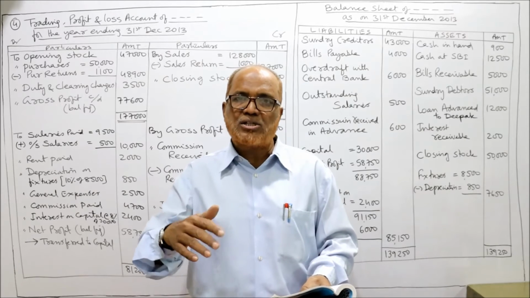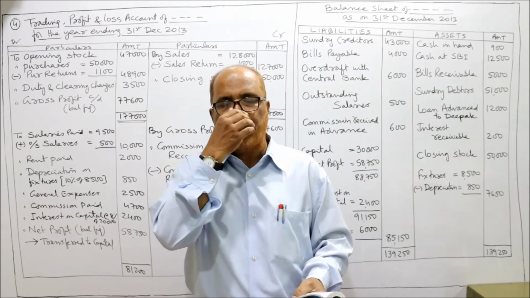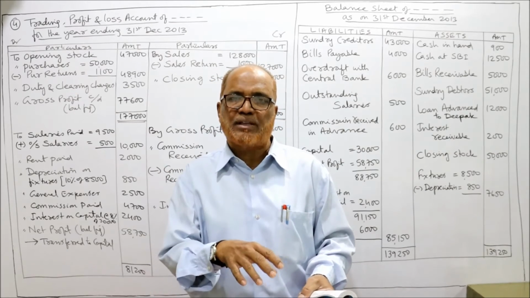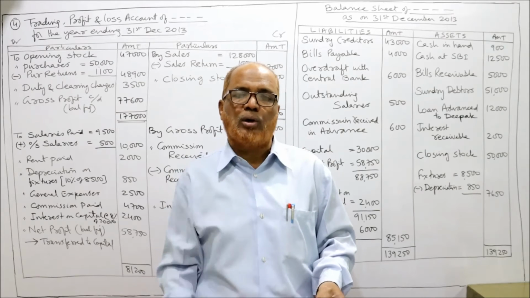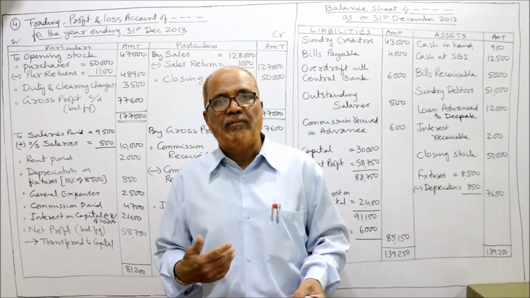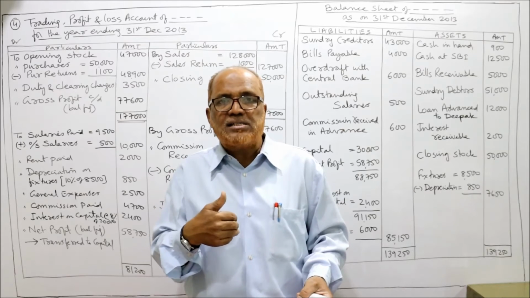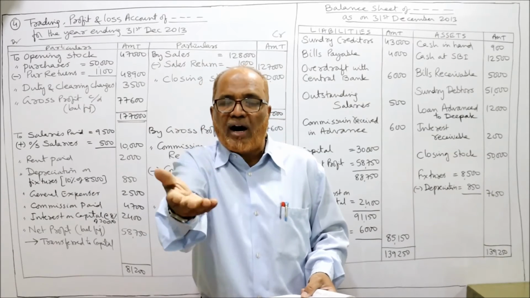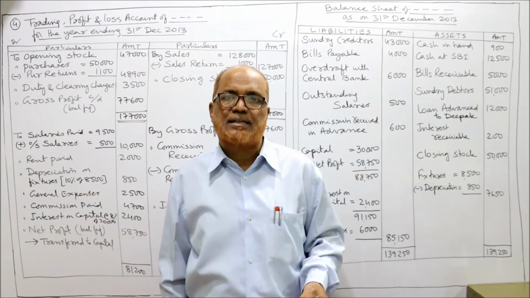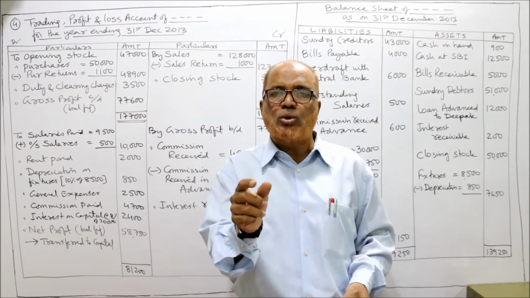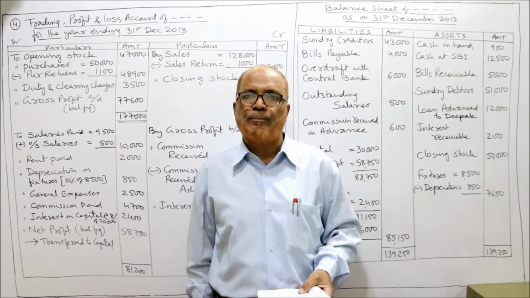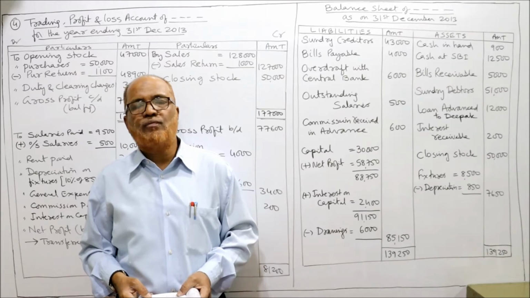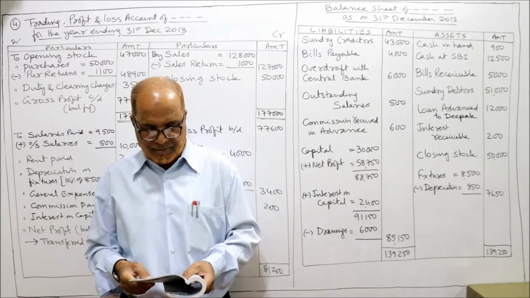Loan advanced to Deepak and company. That means this businessman, this sole trader, has given a loan. Loan not taken, given. So if a loan taken is there, it would have been taken on the liability side. When loan advanced is given, it is an asset. The loan advanced to Deepak and company will be taken on the asset side. Then fixtures and fittings. So fixtures and fittings is an asset.